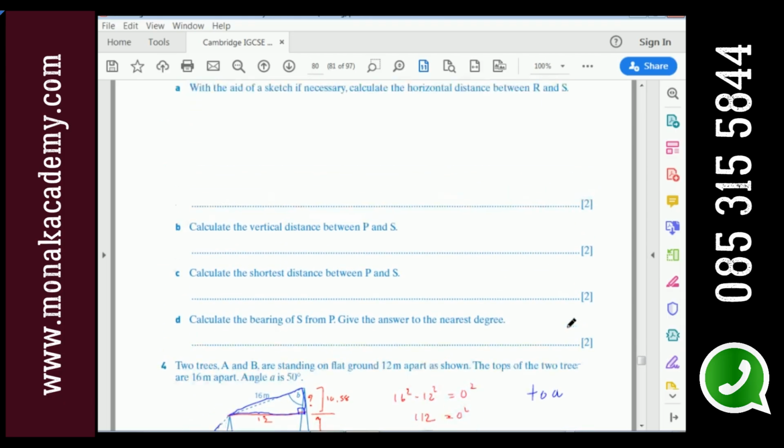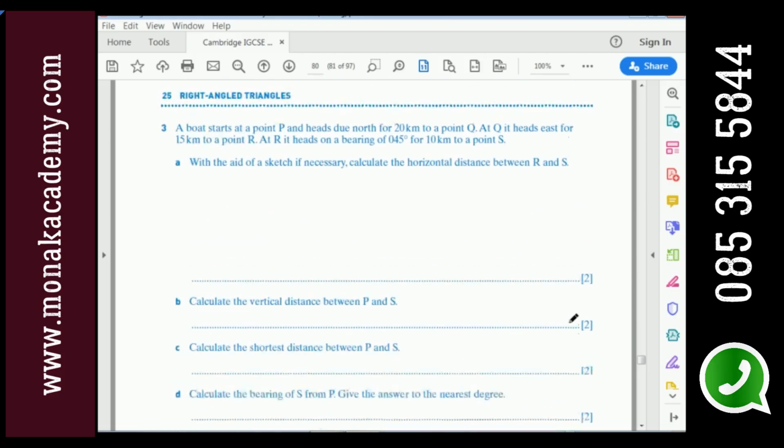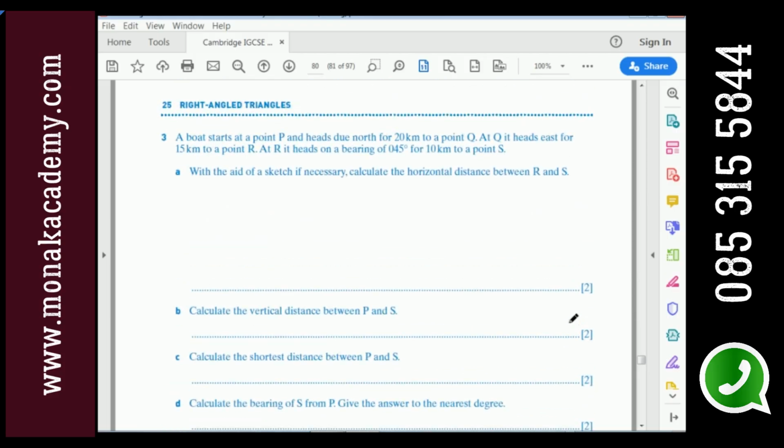Let's see. The one that said, no, we did not do it bearing like this because the ones that we were doing were so easy. Okay, let's see. Let's start. We'll get my ruler here.